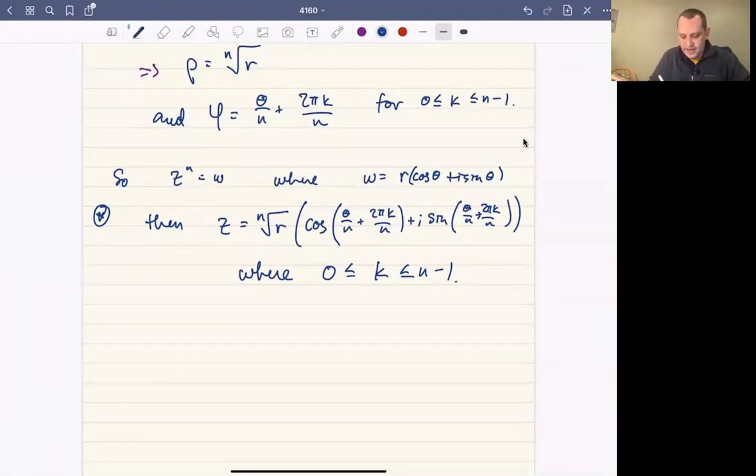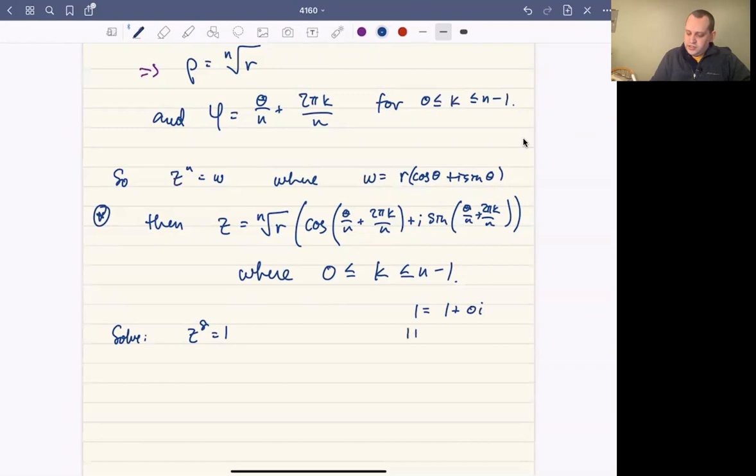So let's solve again: z to the 8 equals 1. Let's find the 8th roots of unity, but now using this formula, which comes from de Moivre's formula. What we're going to do is take our 1 as our w. So 1, we're going to think of as the complex number 1 plus 0i.